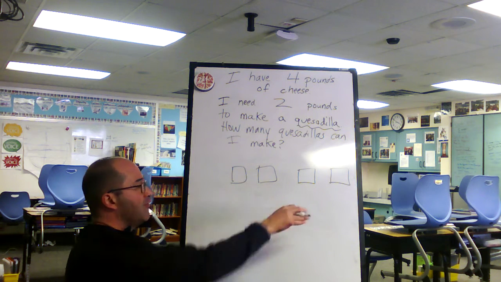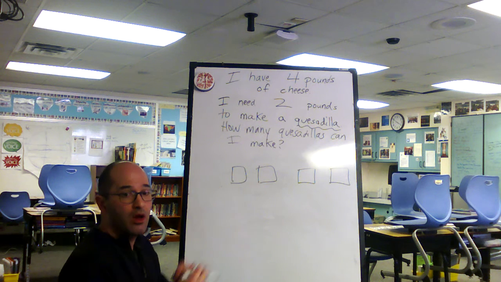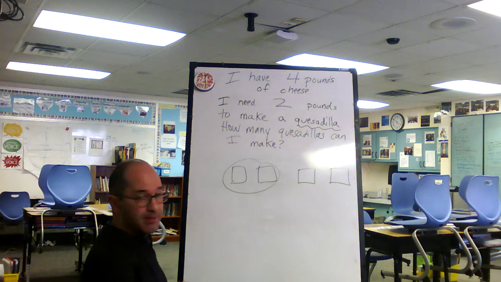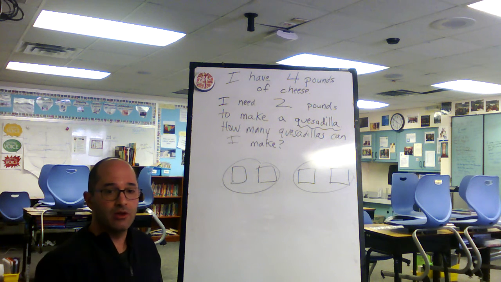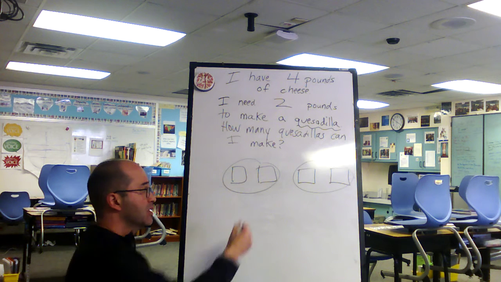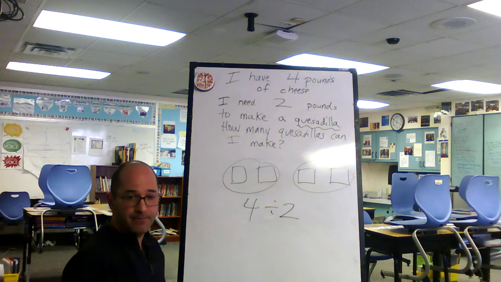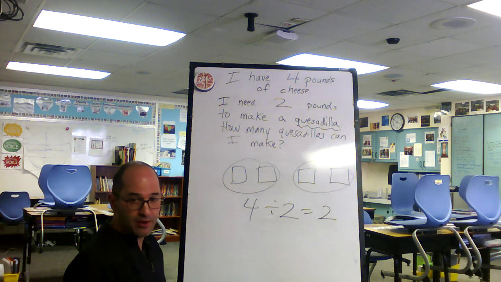So I'm saying I have 4 pounds and I need to divide into groups of 2, right? Every 2 pounds of cheese can give me a quesadilla. That makes a quesadilla. That makes a quesadilla. So now I can make 2 quesadillas, right? Because I took 4 pounds, I divided it into groups of 2, and that got me 2 quesadillas. 4 divided by 2 was 2.